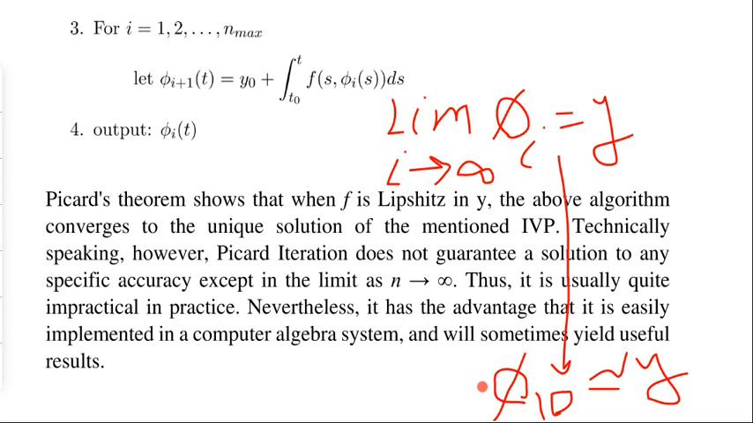If the value considered for i is greater, then this approximation will be better. So if someone continues this iteration for a finite number, then the obtained result will be an approximation of our solution.